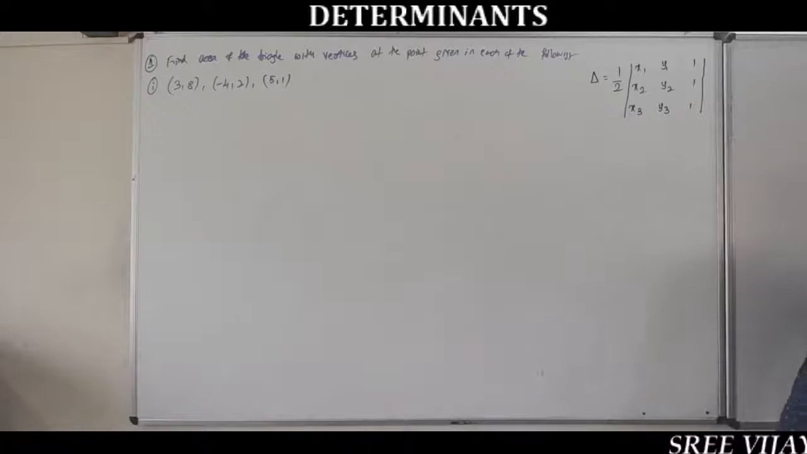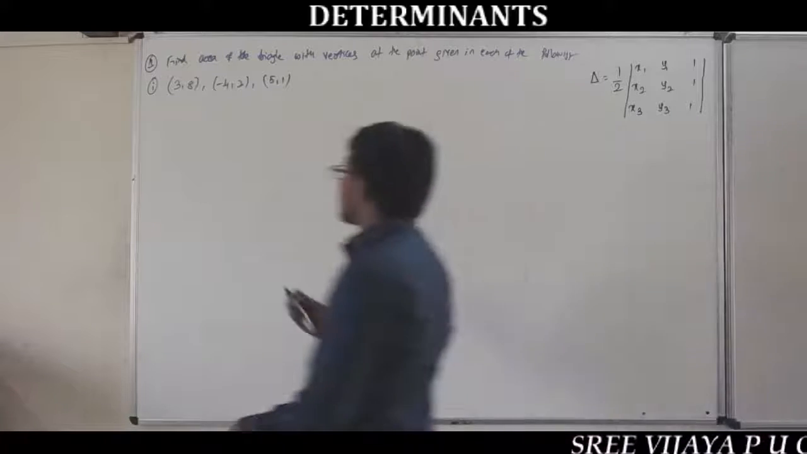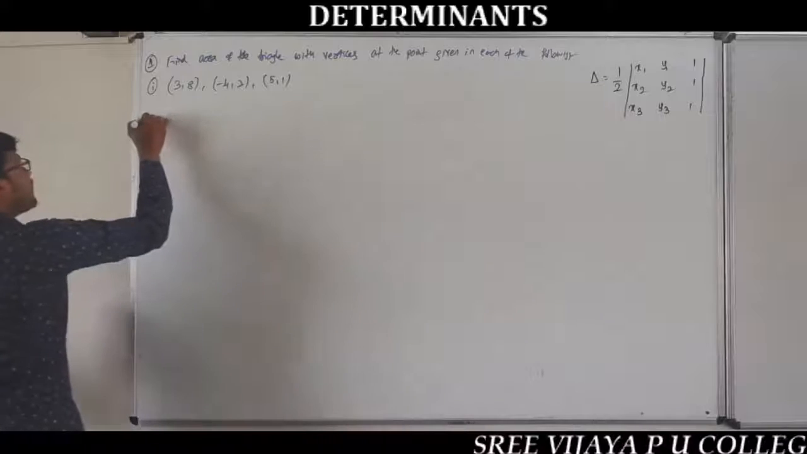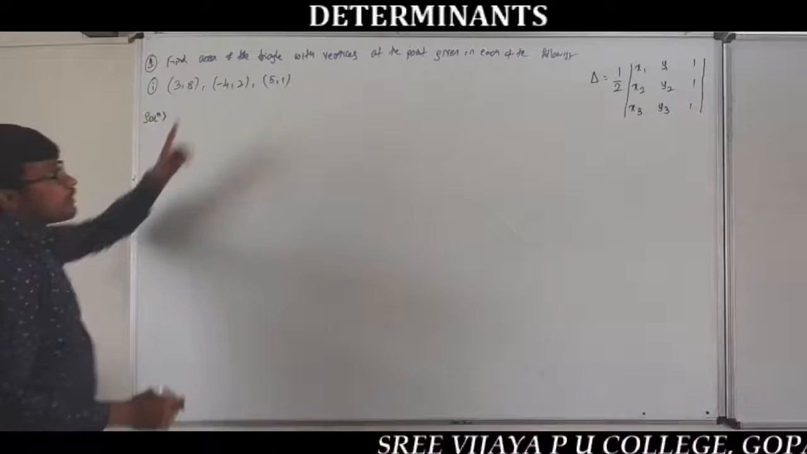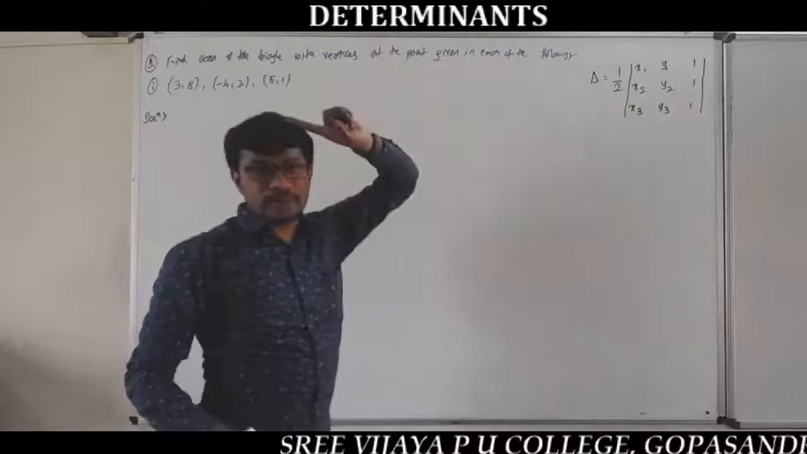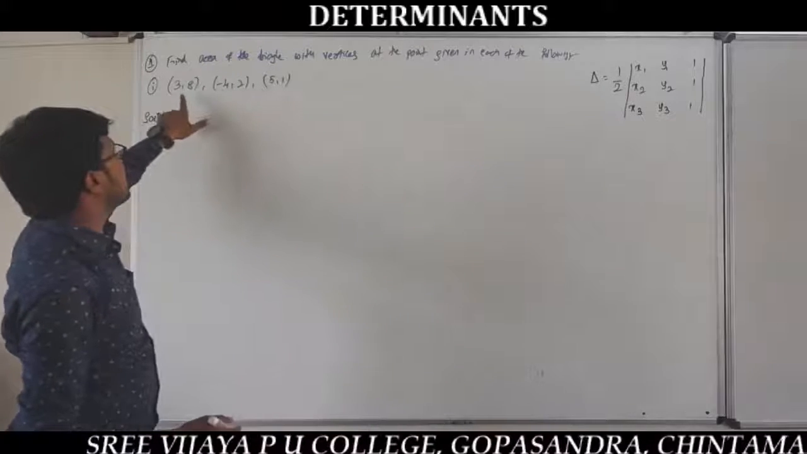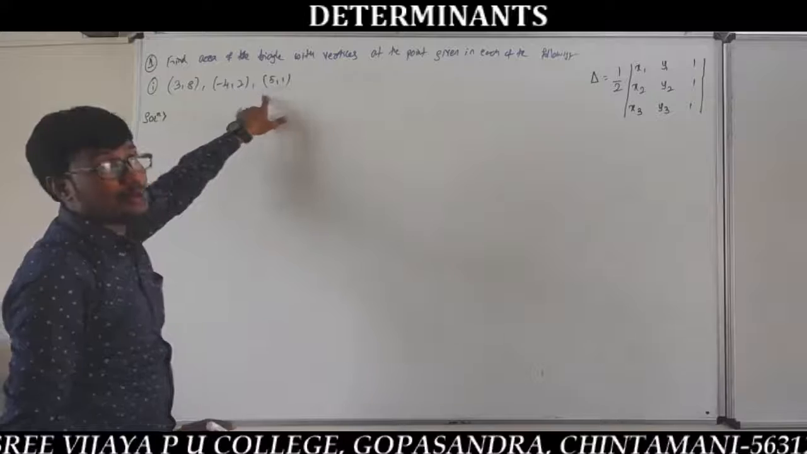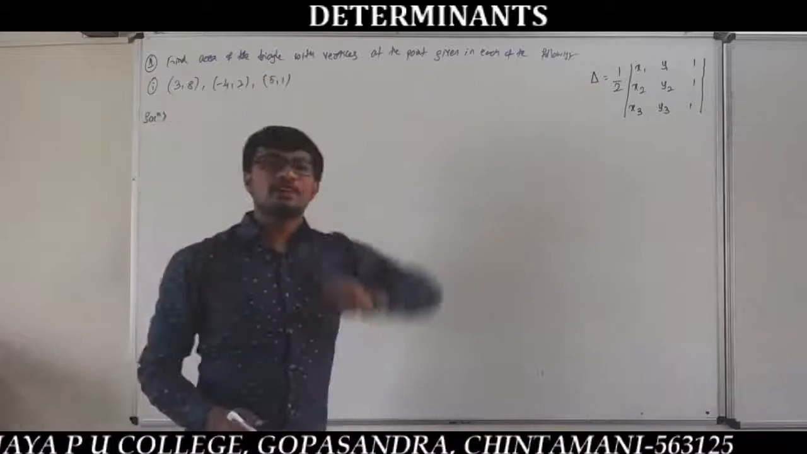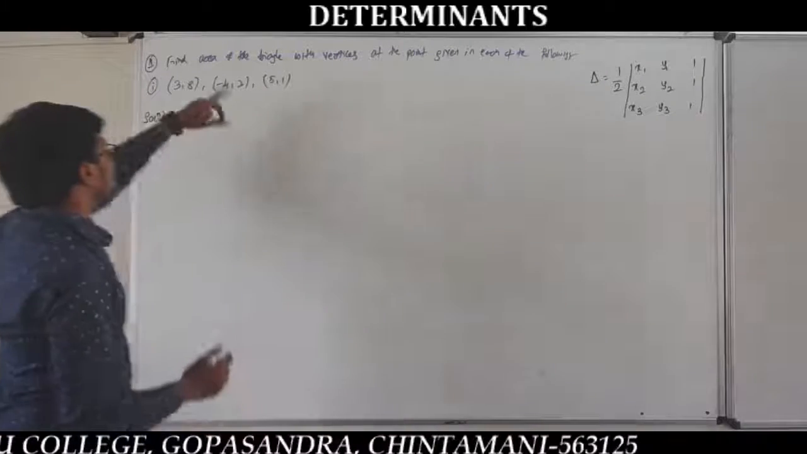They have given 3 points, so what can we find? We can find the area of a triangle. Compulsorily they will ask by the concept of determinants only. Find the area of a triangle with vertices 3, 8, minus 4, 2, 5, 1 by using determinants. Okay, so 3 points.